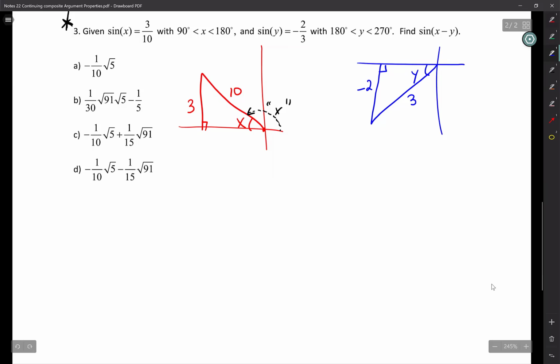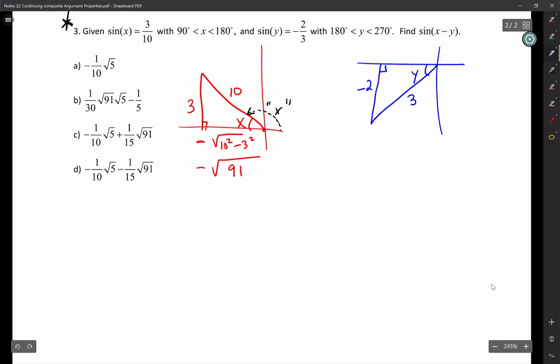And then we're gonna go real slow, guys. We're gonna go real slow. So I'm gonna go back to the triangle in red. So this leg here, this is a negative because it's in quadrant 2. It's 10 squared minus 3 squared. So 10 squared is 100, 3 squared is 9. So this must be square root of 91. Make sure to put a negative in there, guys.